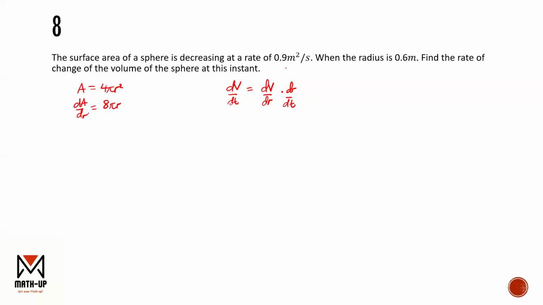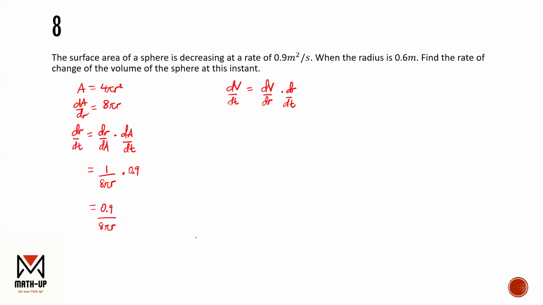How are we going to get dr/dt? We've been given dA/dt. So we can get dr/dt, again using the chain rule, from dr/dA multiplied by dA/dt. Now what's dr/dA? It is simply the reciprocal of dA/dr. So that's going to be 1 over 8 pi r multiplied by dA/dt, which is 0.9 meters squared per second. I'm not going to put the units here, I'll just put them at the end, but it's always good to know what units you're dealing with. So this is simply 0.9 over 8 pi r.